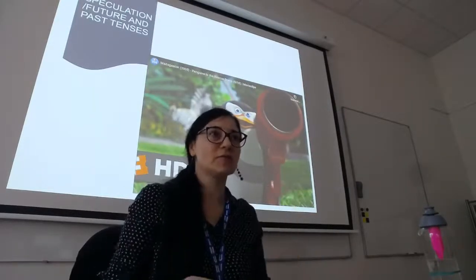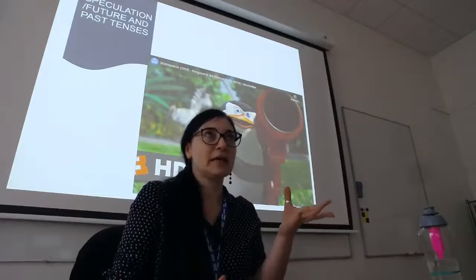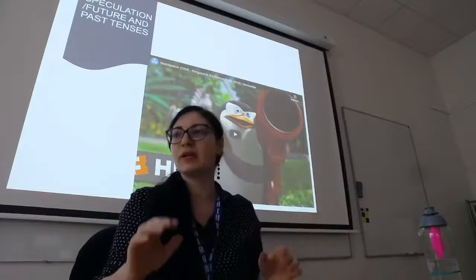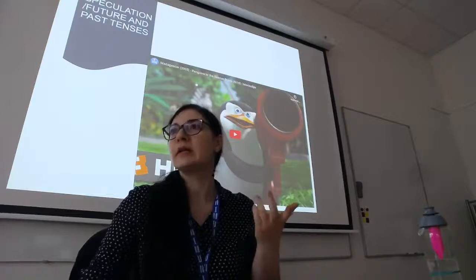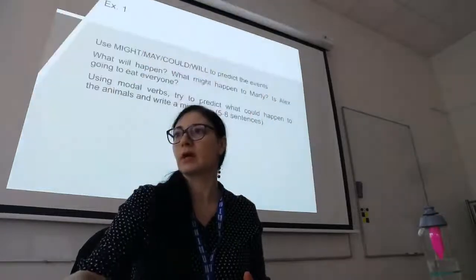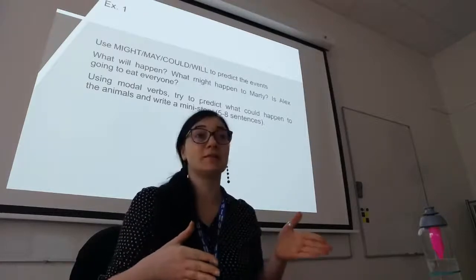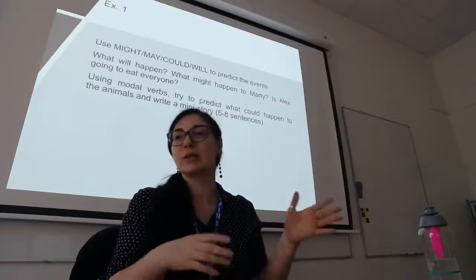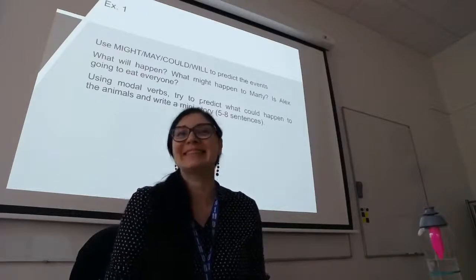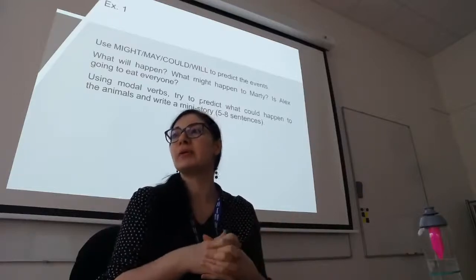So this is obviously from the film Madagascar. Our friends are being chased by a pack of hungry cat-like creatures, indigenous to Madagascar, and it's all very dramatic. There's a lot of screaming and running around. So obviously it can be used for speculation, future tenses, past tenses even. The first one: may, might, could, will, to predict the events, what might happen to Marty the zebra. Is Alex the lion going to eat everyone and so on? Because he has a bit of an identity crisis in that film, if you remember. Then you get students to try to predict what could happen and write a mini story.